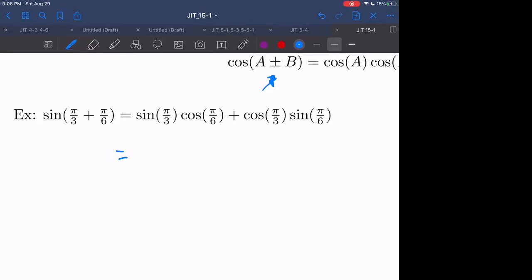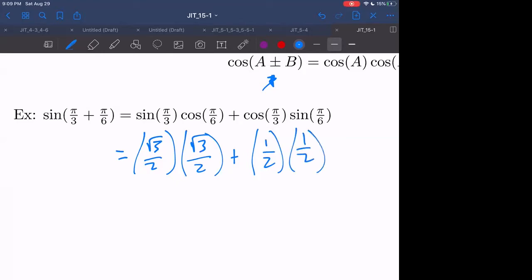So from our unit circle, sine of pi over 3 is going to be square root of 3 over 2. Similarly, cosine of pi over 6 is going to be square root of 3 over 2, plus the cosine of pi over 3, which will be 1/2, and sine of pi over 6 will also be 1/2. Now, these happen to be the same purely because we picked these numbers, okay? That won't always be the case. But if we multiply, then we get 3/4 plus 1/4, which equals 1.